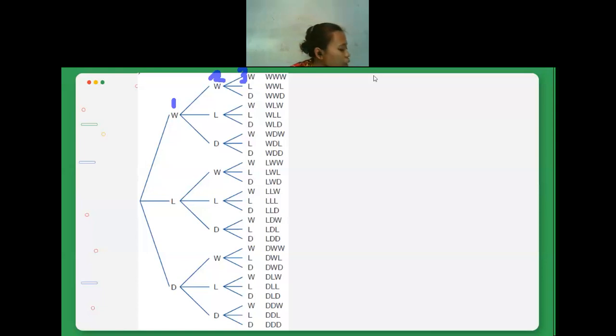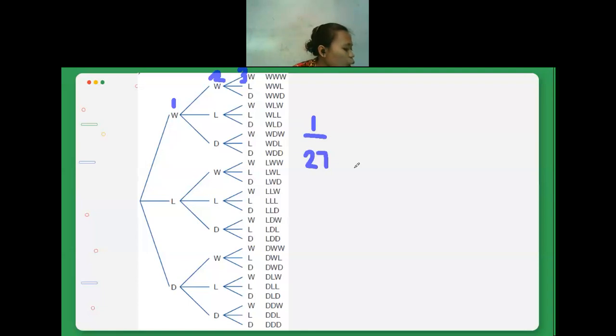Now for question 3, we have to find the probability of winning all the 3 games. How many ways are there to win all of the 3 games? What is the probability on question 3B1? 1. Okay, 1 out of how many? 27. Okay, 1 out of 27 for the first question.